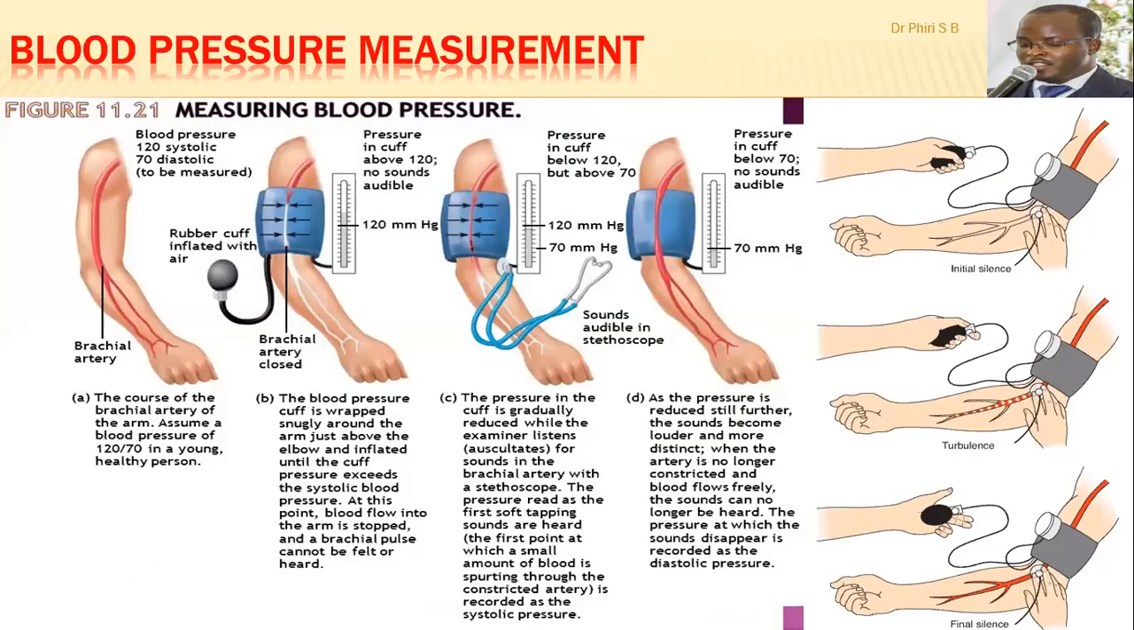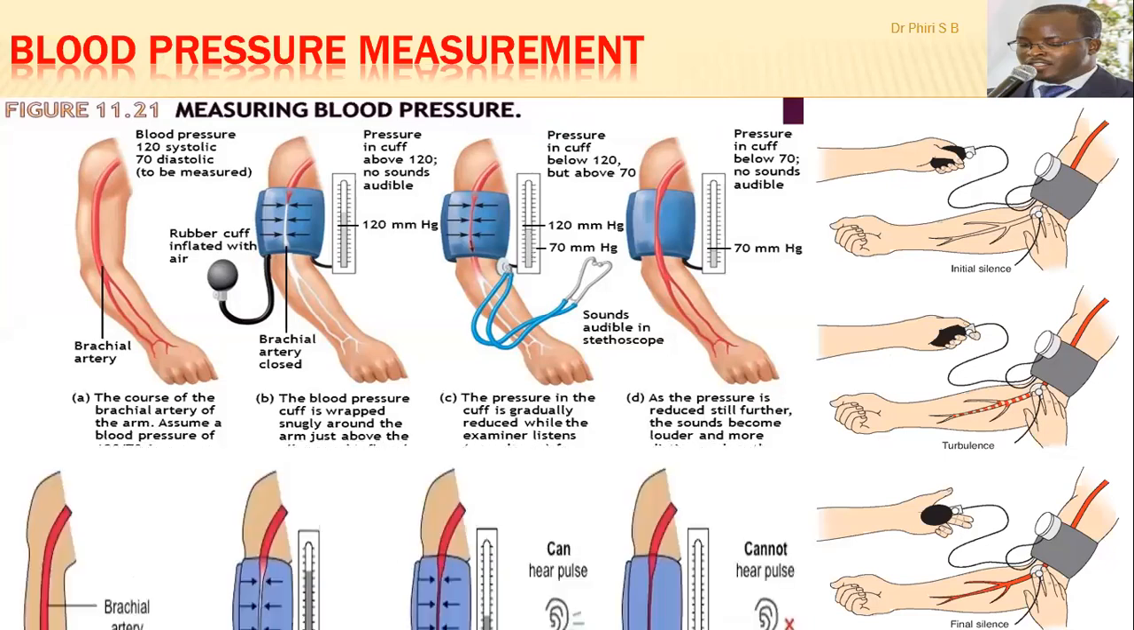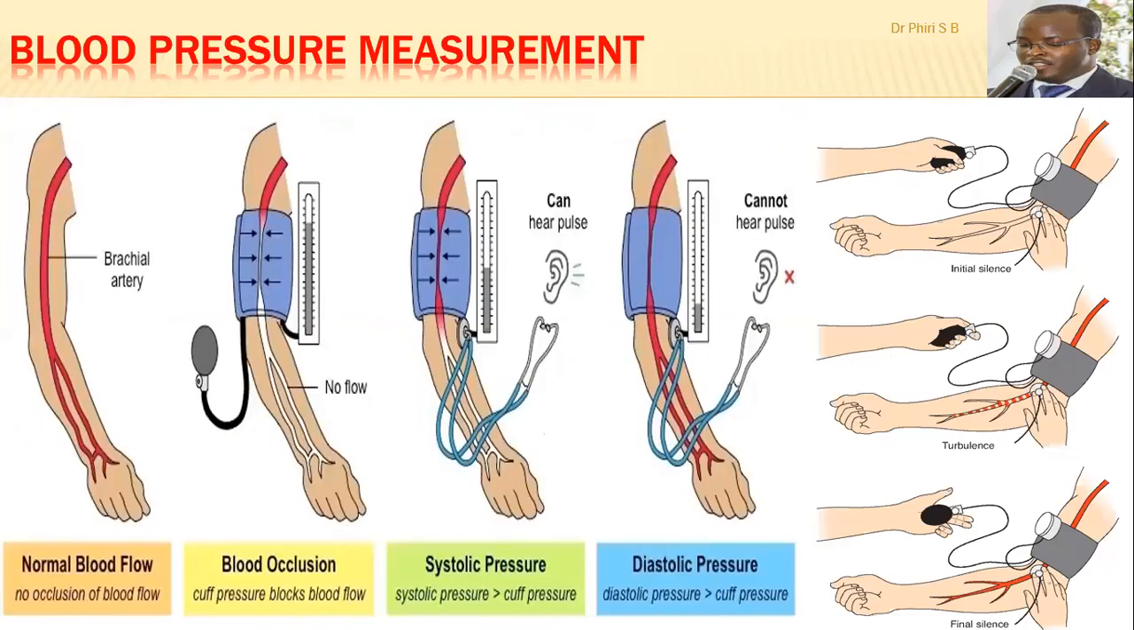Okay, so this is the mercury sphygmomanometer, which is mainly used. We're going to do this in the lab, but for the sake of theory, I'm going to explain just within 5 minutes so that you understand how this is used. These notes you read on your own. I'll use this diagram to explain how it's done. So you can see the brachial artery here.